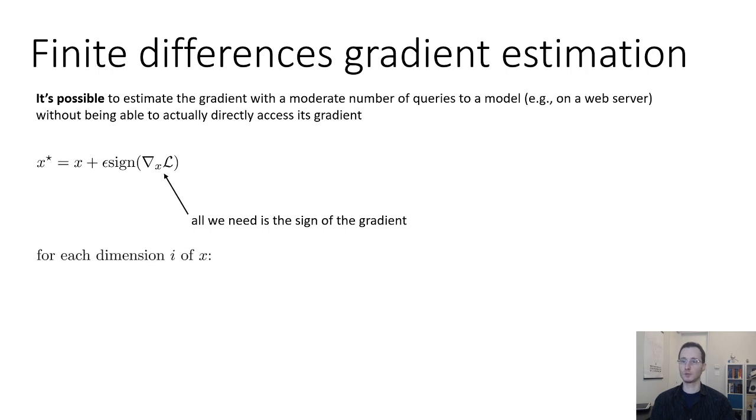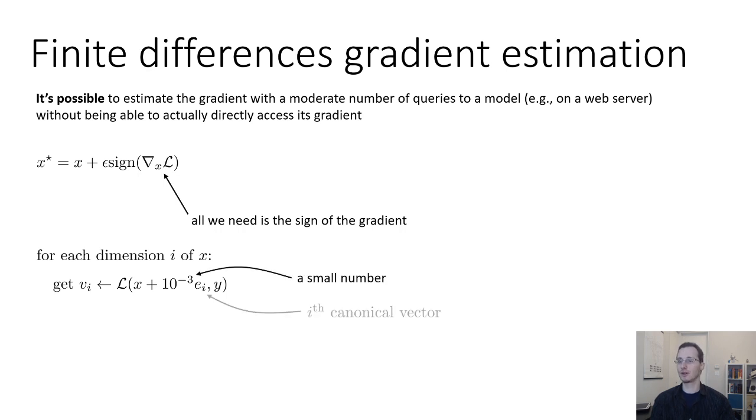So what you can do is, for each dimension i of your image x, basically for every pixel, query the loss function where you take that pixel and perturb it by some small amount. So 1e-3 is some small number, and e_i is the ith canonical vector. So this is just saying add 10 to the negative third to the ith pixel of the image, and then query the model and compare its label to the correct label. So that gives you the loss for a small perturbation, and do this for every dimension.